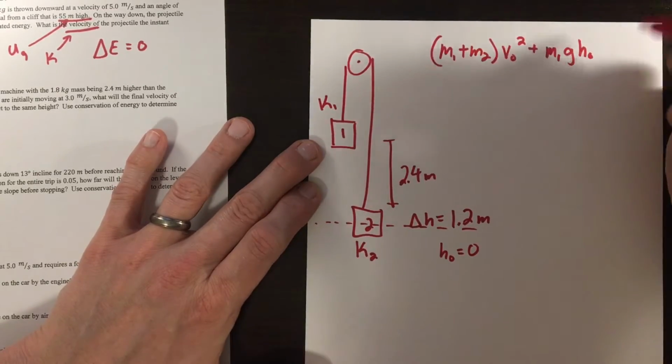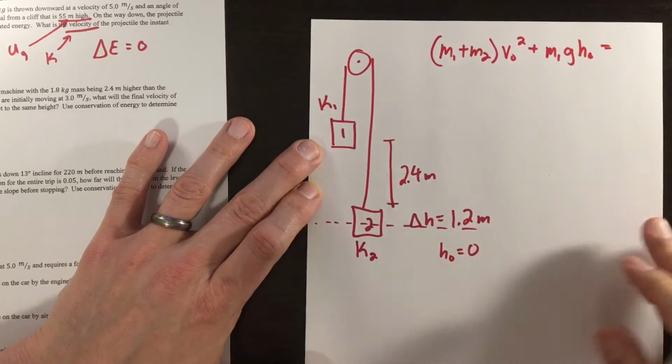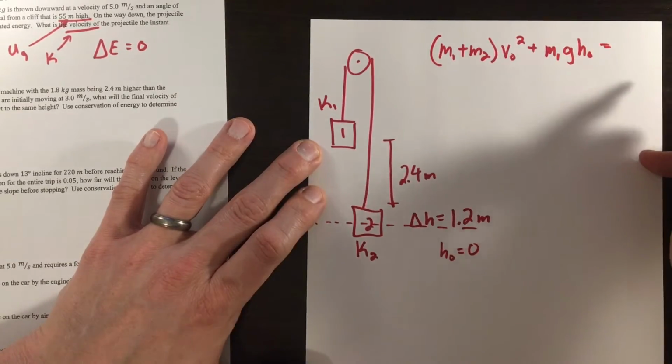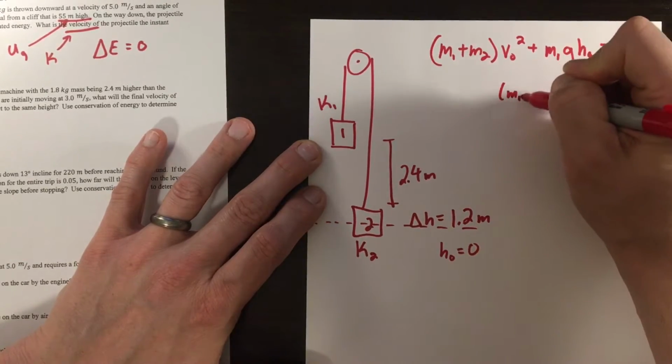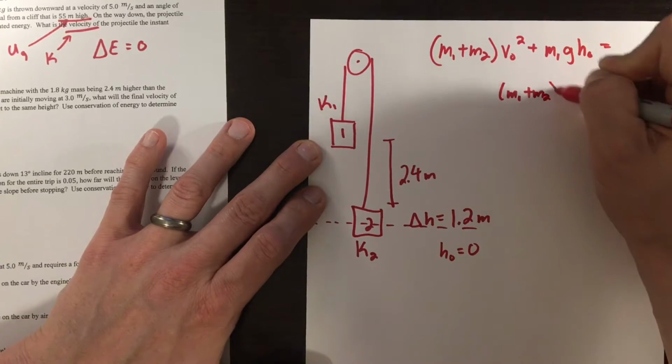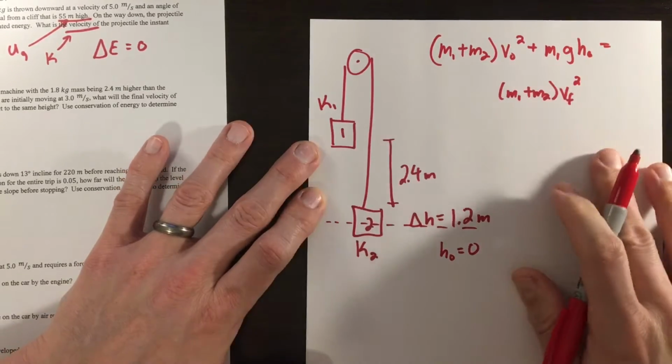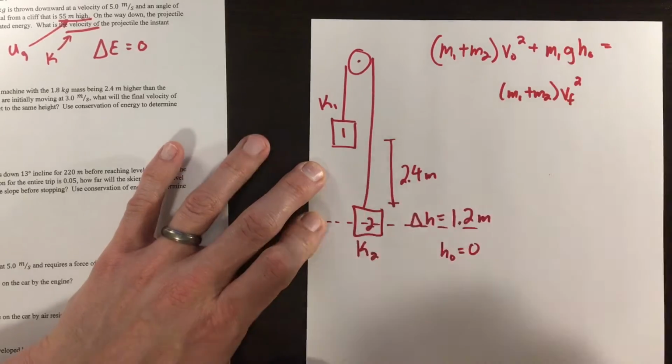All right, so that's going to be all the energy there. We're assuming that there's no dissipated energy. So then we take the mass 1 plus mass 2 and their final velocity squared, and that's what we're trying to figure out. We're figuring out that final velocity.